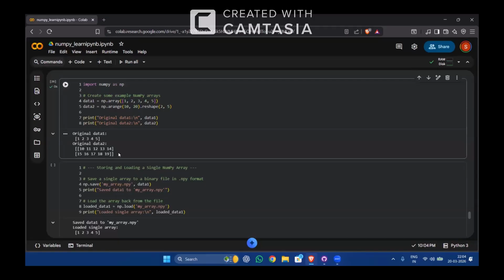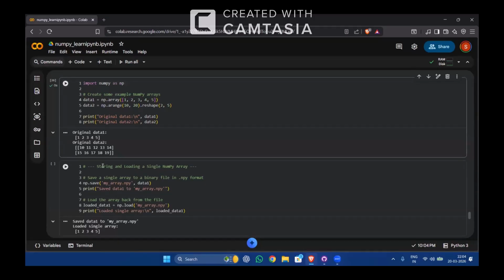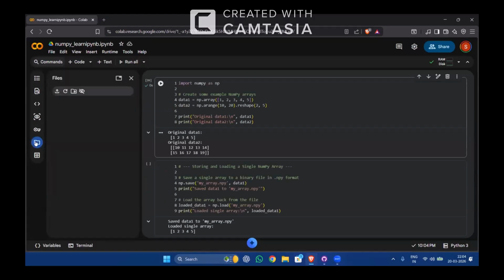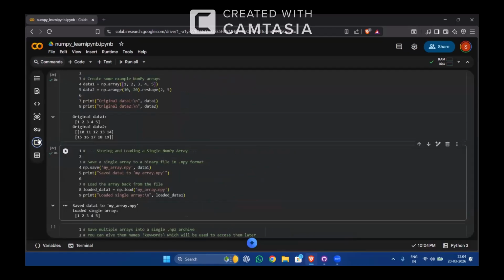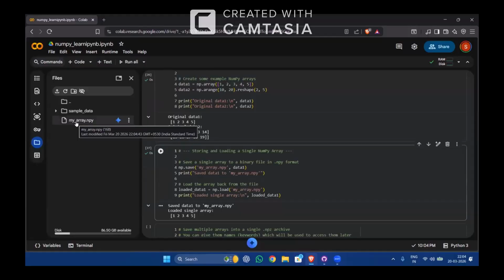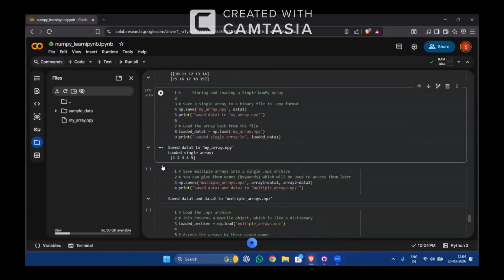You can see that. Can you just open the session memory? On the left side, you can see a folder button, right? Second last one. So you cannot see anything there, right? But after executing the next block, can you just refresh that part? See, your data will be stored as an NPY file. And from there, you can load it back again.